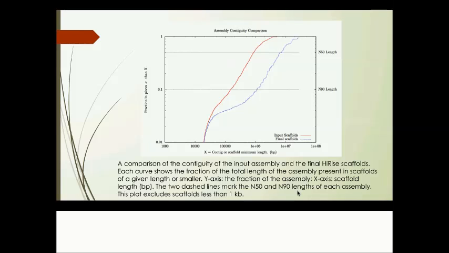These are the kind of contiguity plots that we get that show the difference between our assembly, so the input scaffolds in red, and the scaffolds that we were able to get with the Chicago library in blue, showing that we're getting much longer contigs or scaffolded contigs. Next slide.